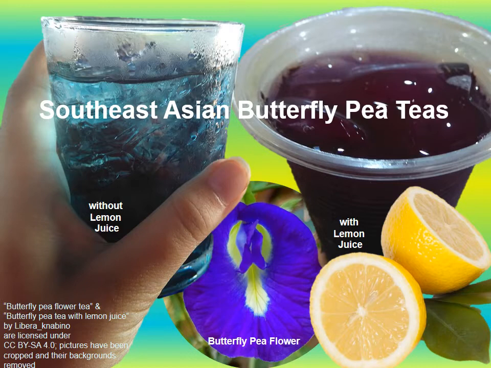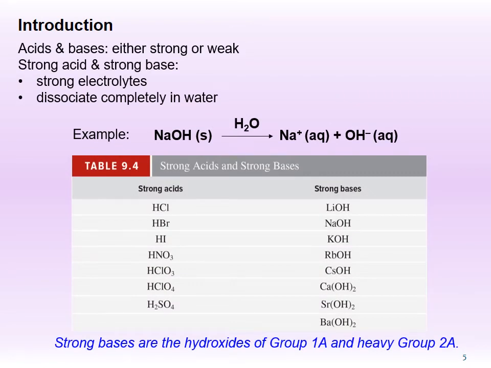But what are acids and bases? Acids and bases are either strong or weak. What are strong acids and strong bases? They are strong electrolytes which dissociate or break apart totally in water to form ions. Here are examples of strong acids and bases.